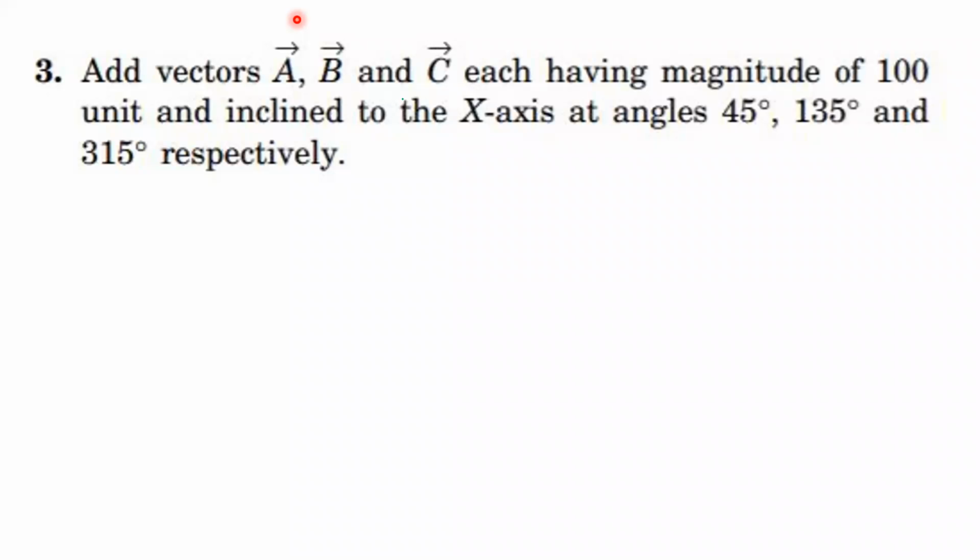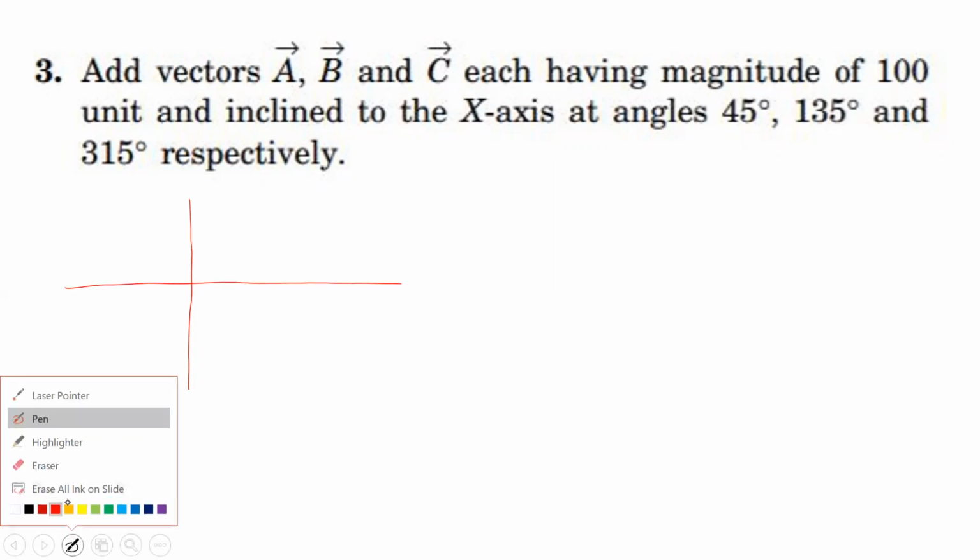Add vectors a bar, b bar and c bar, each having magnitude of 100 unit and inclined to the x-axis at angles 45 degree, 135 degree and 315 degree respectively. Now it is given that the three vectors have equal magnitude. They are asking for the resultant, so let us represent these vectors in the Cartesian coordinate system.